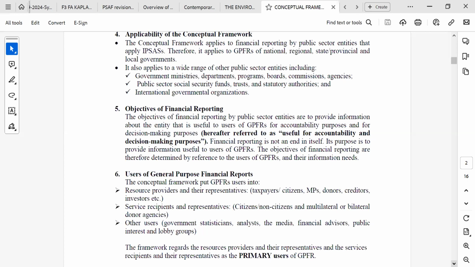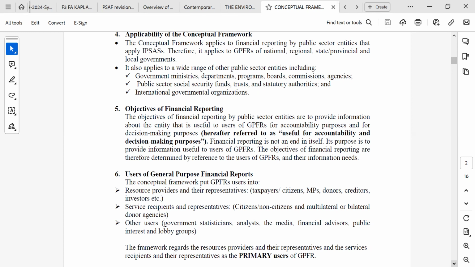All right. So we have the taxpayers or the citizens, the donors, the creditors, the investors, and we also have the MPs. So those who give out resources to public sector entities to operate, we call them resource providers. We also call some people service recipients, those who receive the benefits. If you go to the hospital right now, who are the service recipients? It is the patients, the people that normally come to the hospital for treatment.